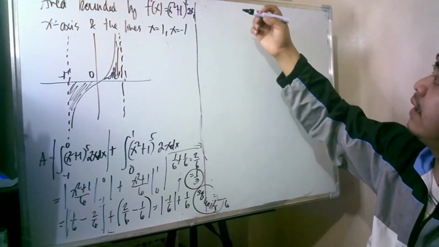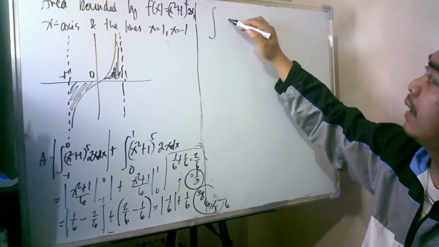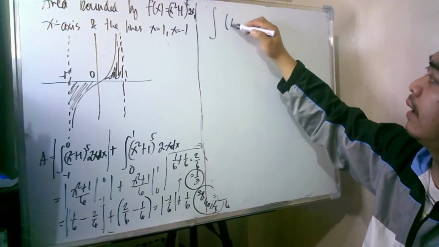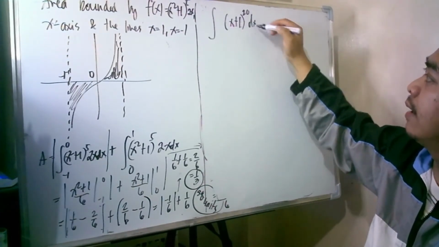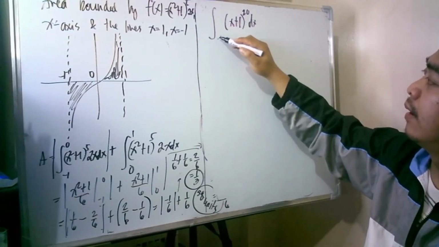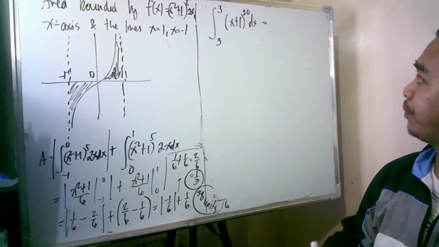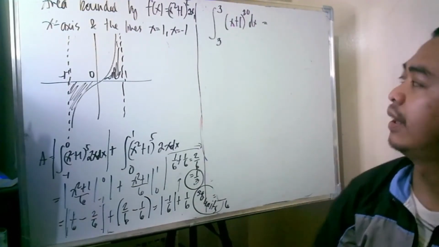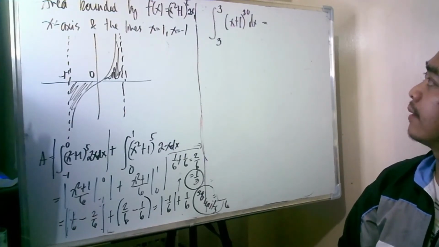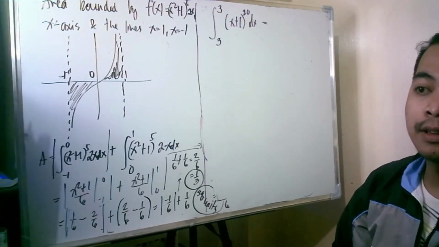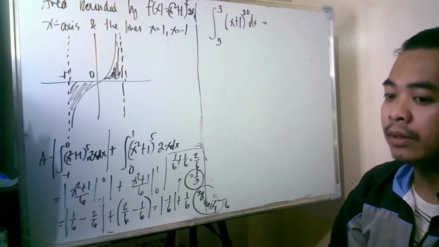Paano kung ang definite integral natin pala ay parehas yung limits? For example, kahit napaka-komplikado na yan na x plus 1 raised to 20 dx. Pero from 3 to 3 lang pala yung ating ini-integrate. Ano yung sagot nito? What do you think? Integral of x plus 1 raised to 20 dx, from positive 3 to positive 3. What do you think is the answer?